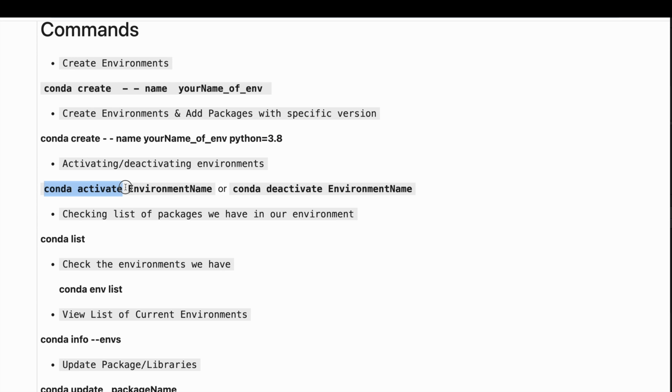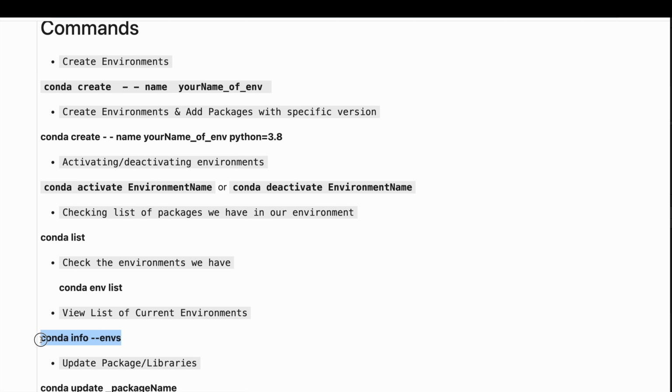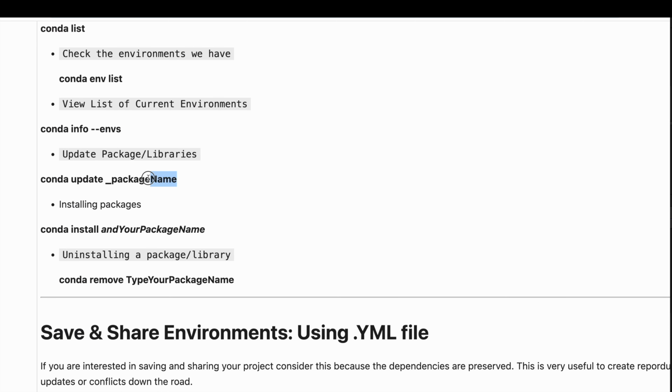You can activate and deactivate based on a specific environment. Conda list allows you to find all the packages that you have installed for Conda. You can look at the environment list and see what environments you have, and your current environment information, as well as updating packages just by doing conda update and then whatever the package name is, as well as installs. And if you need to remove a library or package, just do remove and then whatever its name is.